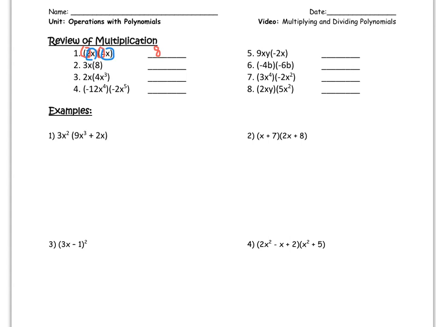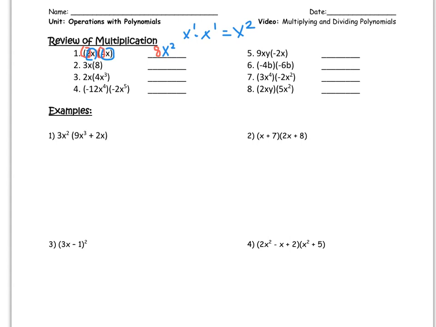Now just to recall, x's have powers of 1 if they're not already written, and you keep the base. This is the base, the smaller numbers are the exponents. So the result of x to the first times x to the first is actually x squared. You keep the base of x, and you add the 1 and 1 together to get 2. So this answer is 8x to the second power.